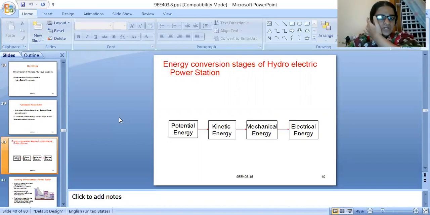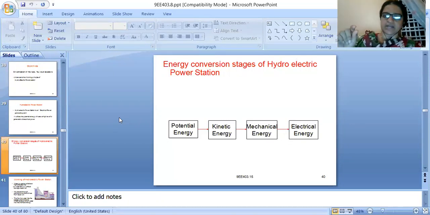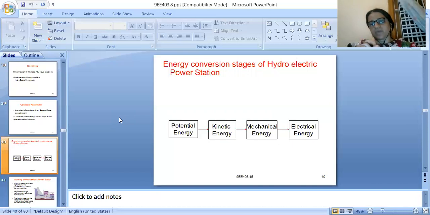What it means, water is stored at a height which is known as potential energy. Potential energy is getting converted into kinetic energy. Kinetic energy is given to the turbine, where the kinetic energy of the water is getting converted into mechanical energy with the help of the turbine. Your turbine's output is given to the alternator. Your alternator converts mechanical energy to electrical energy. This is the block diagram which shows the conversion of one energy to another form of energy.